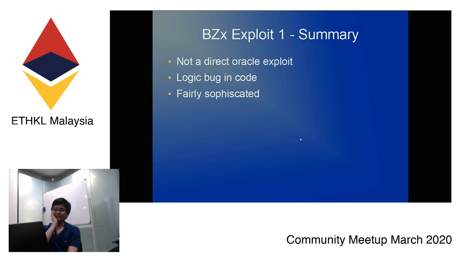So I'll just cover the first exploit. Since I already briefly explained what bZx does, I would assume that you have played with some of the DeFi things and you would know things like flash loans. Does anybody not know what flash loans are?